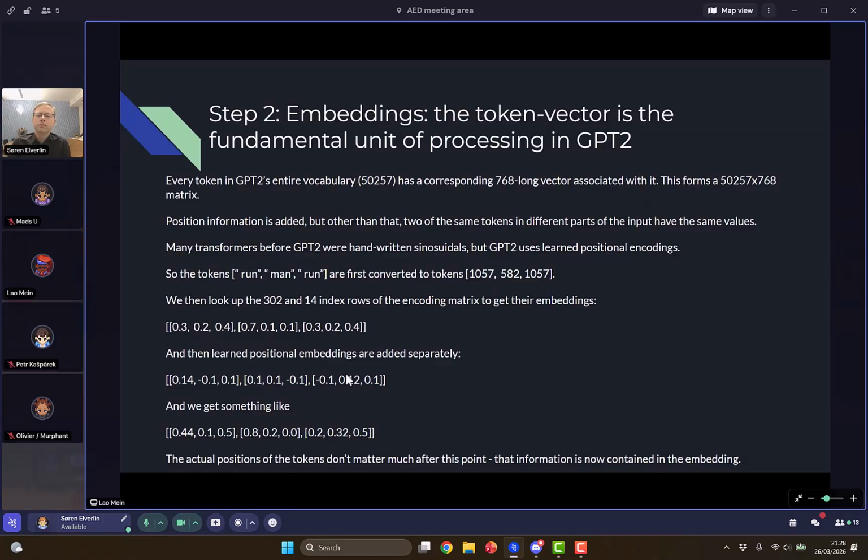But the positional embeddings also don't care about what tokens there are. So no matter where your input is, the added positional embedding for the token on, say, index two is always going to be the exact same. It's always going to be the exact same number, and then you simply add the two numbers together, and that's it. You now have the 768 long vector that is the fundamental unit of processing in GPT-2.